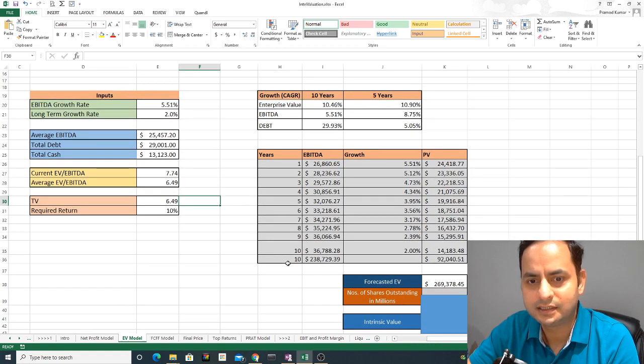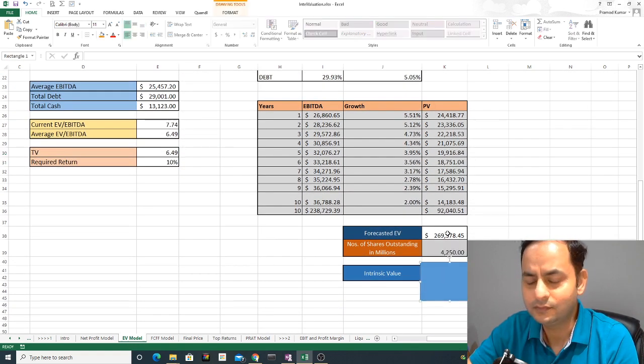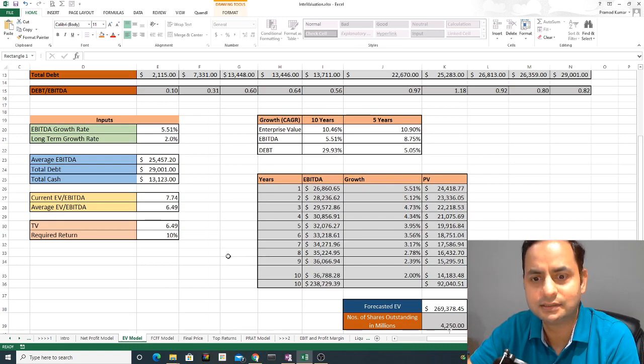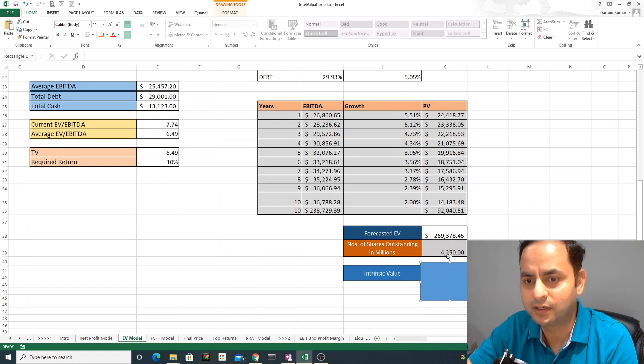In the terminal value, I have taken the average 6.49 and multiplied by EBITDA to come up with my forecasted EV. Here I reduce the debt and add the cash to come up with the forecasted value. So this is my intrinsic value, market cap, or enterprise value. When I divide it by the number of shares, I get a little bit higher value compared to my earlier model, 63.38.